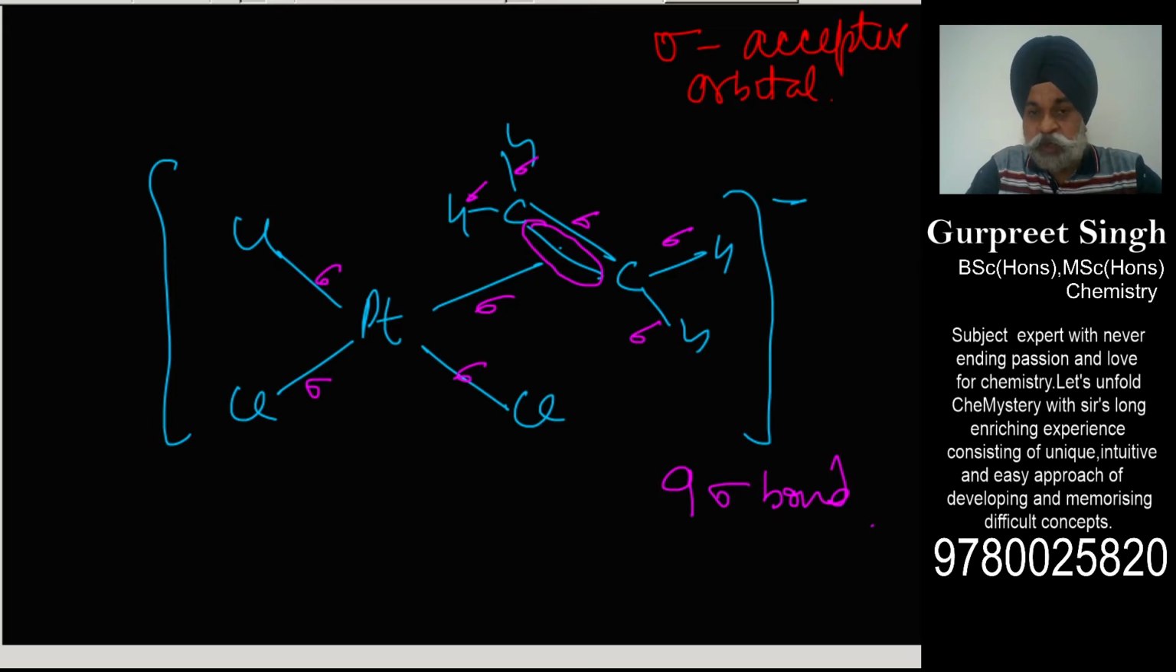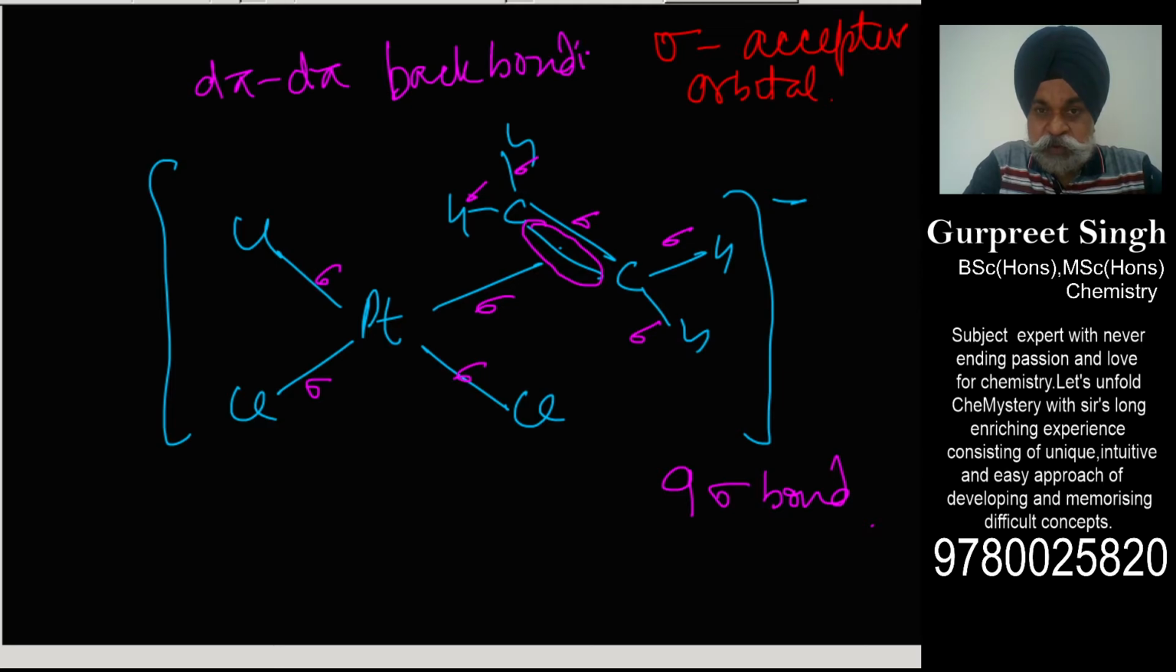And what type of bonding other than that is it showing? It is also showing d pi back bonding. And this d pi back bonding is from the metal. This is from the metal. And this pi actually is the pi star anti-bonding molecular orbital of ethene.